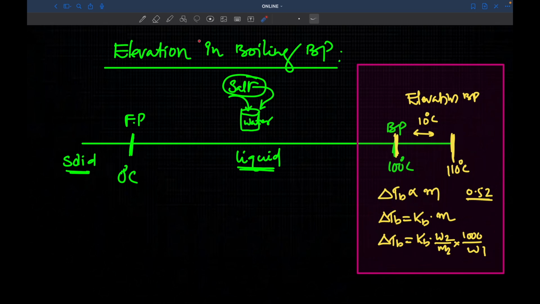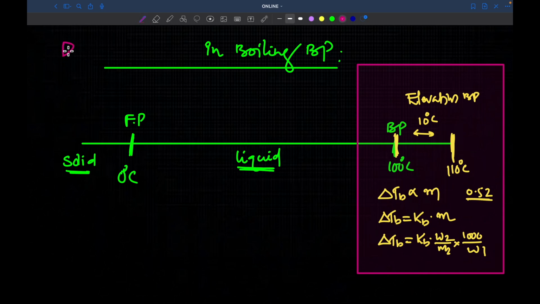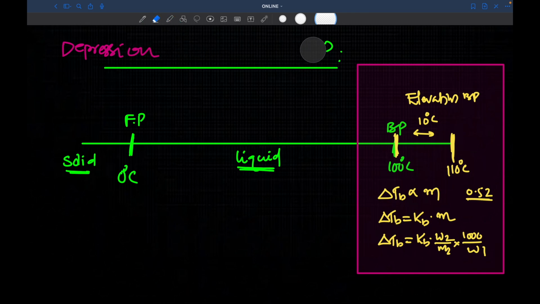Right. Now, what shall we do? We will take pure water first. So, we will go to the next part here. We have to check about depression in freezing point. This is elevation in boiling point, that is what we have seen, right?